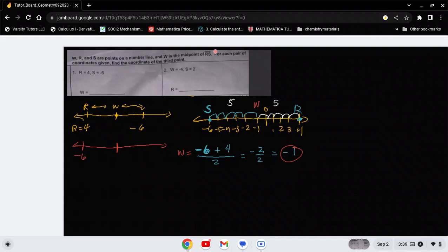And I did it this way because it says RS, and you might be inclined to do this, and it might trip you up. It doesn't matter, right? Because the distance is always going to be positive. It's going to be the absolute value from point R to point S, or point S to point R.